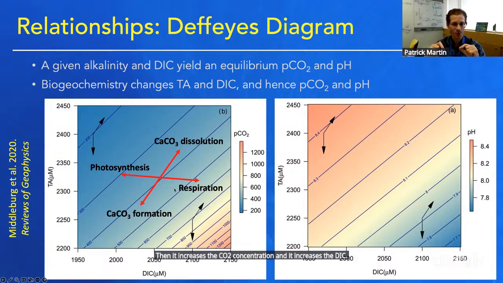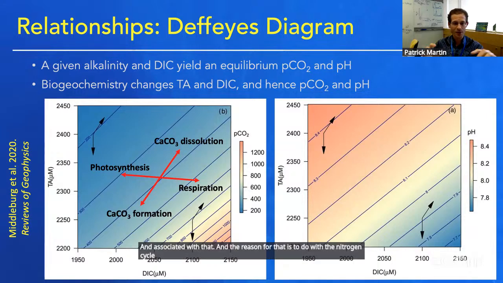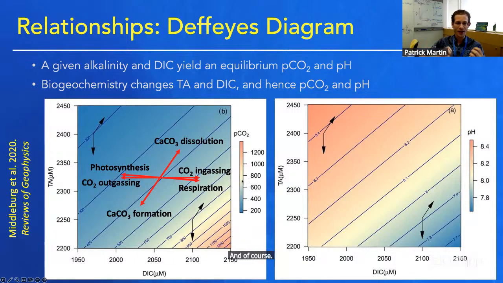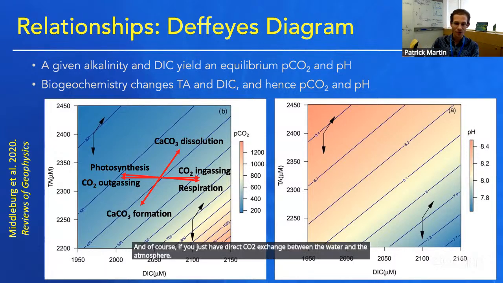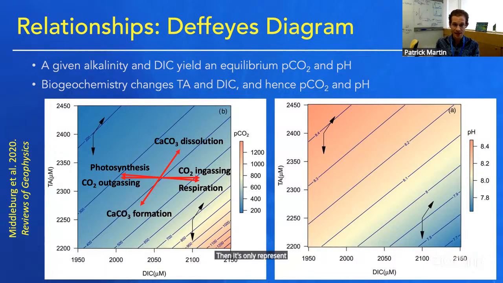And associated with that, and the reason for that is to do with the nitrogen cycle, associated with photosynthesis and respiration are small changes in alkalinity. And of course, if you just have direct CO2 exchange between the water and the atmosphere, then it's only representing a change in DIC, but not in alkalinity at all. So that was the example that I talked about.